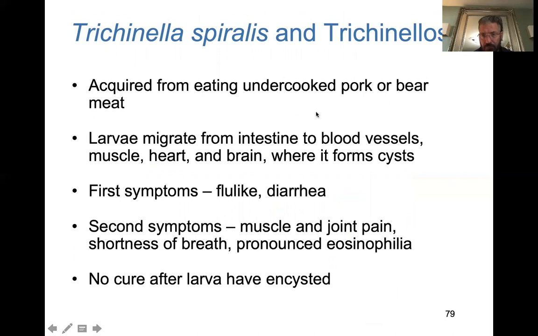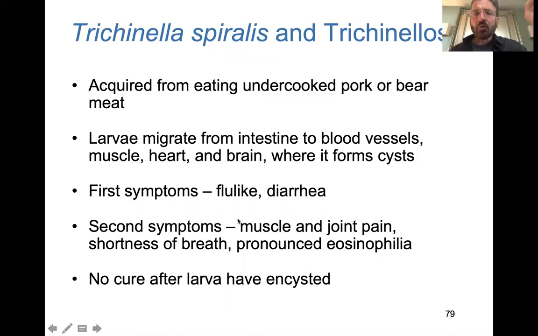You know, they could give you a case study about so-and-so, an avid hunter with a propensity for bear meat, who then has all these symptoms, and you think, oh, that's got to be trichinosis. Larvae migrate from the intestines to blood vessels, muscle, heart, and brain, where they form cysts. And remember, once it's in your muscles, your heart, or your brain, heart and brain don't reproduce anyway. So once the damage is done, it's done. You can't really fix that. We can't get rid of it.